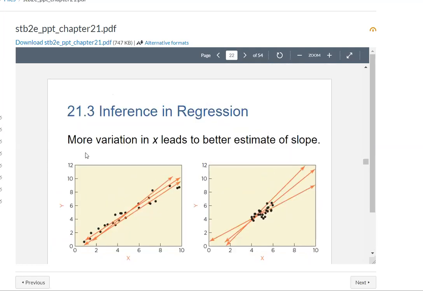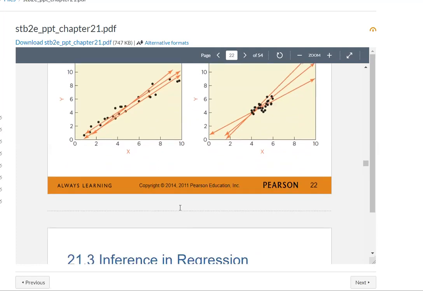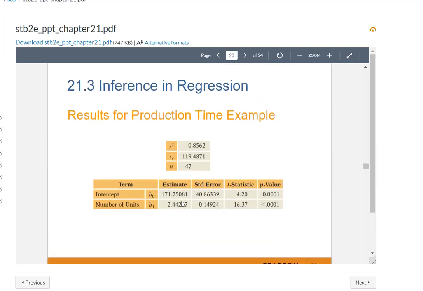You can see that it says more variation in x leads to a better estimate of slope. So take note of this slide. This is important. And inference in regression: R square, that's what we always reported. Standard error, that's the standard deviation of residuals. N is your sample size. B1 and B0, you know what they are now.